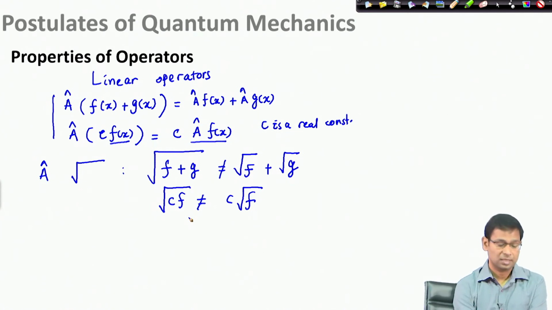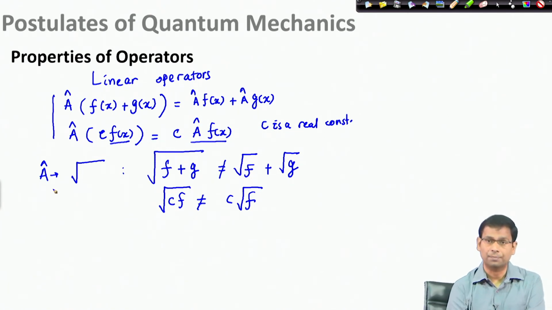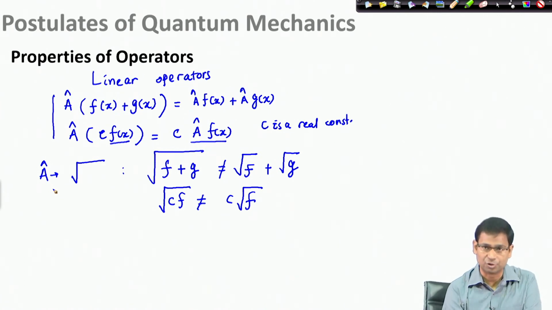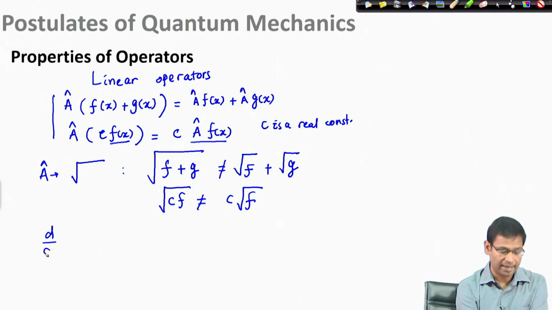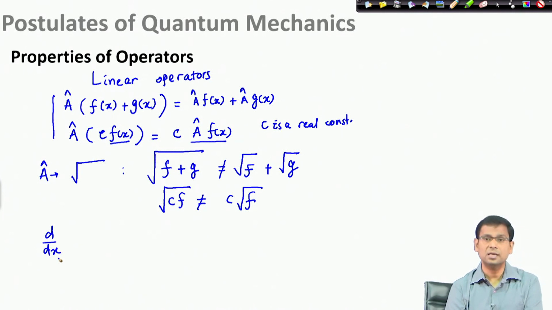Similarly, you can show that if the operator A is a square operator instead of a square root operator, which would simply square the function, that also would not be a linear operator. Now, we will take an example as d by dx. Is this a linear operator?